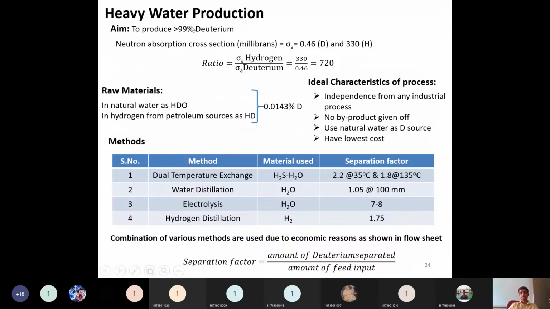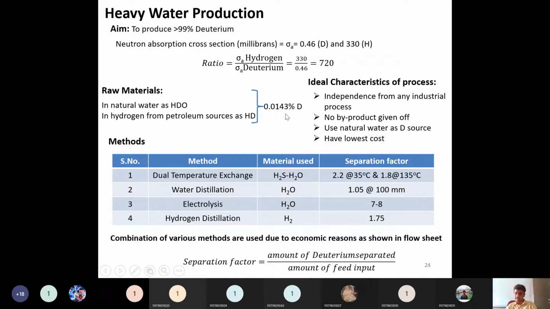Then heavy water production. So what are the various advantages of heavy water production? First, the aim of the flow sheet is to produce 99% deuterium. We have to produce 99% deuterium, but whatever the deuterium sources are, normal water or the petroleum fractions, among those sources only 0.014143 percentage is present as deuterium.